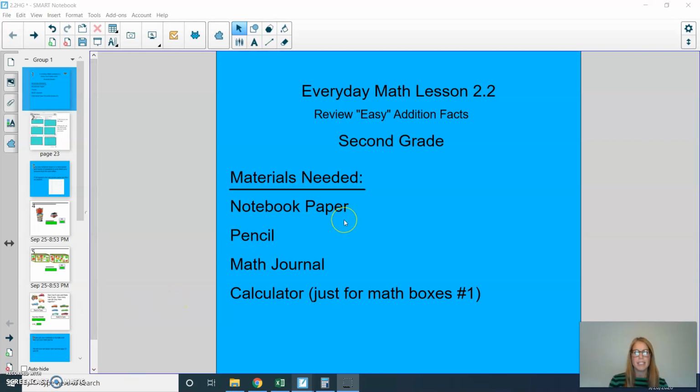The materials that you'll need today: notebook paper, pencil, math journal, and your calculator just when we get to math boxes question number 1. Let's get started.